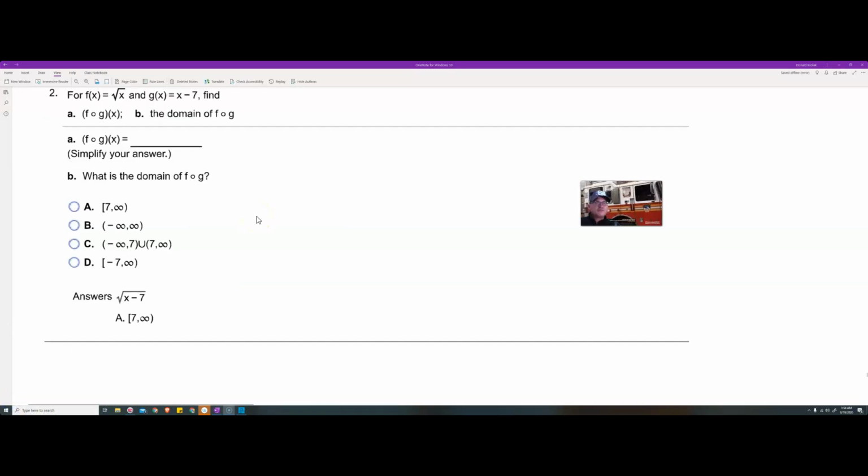Okay, number 2, find the composite and then find the domain. All right, so f of g of x.